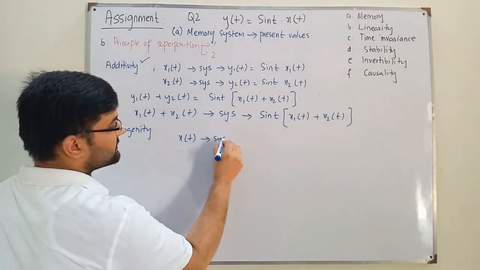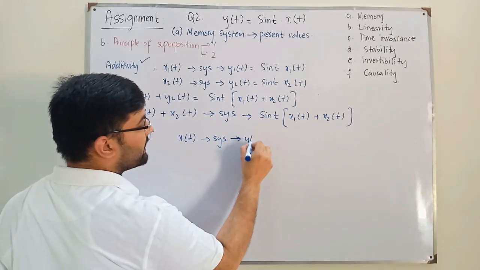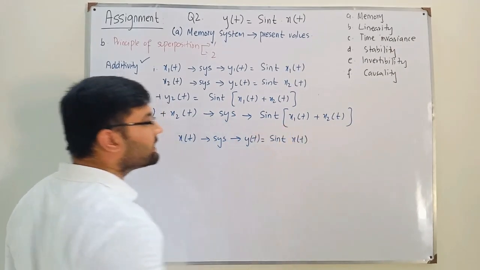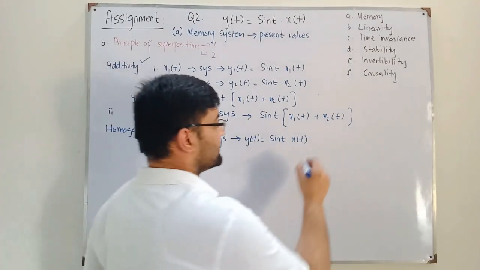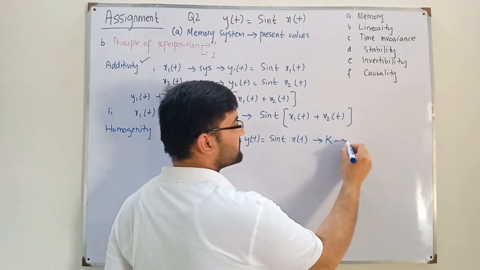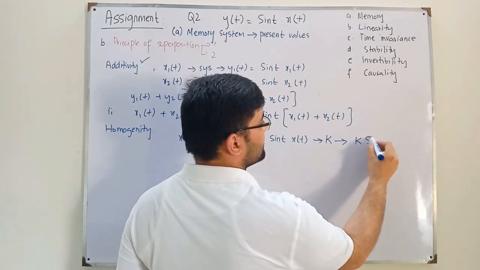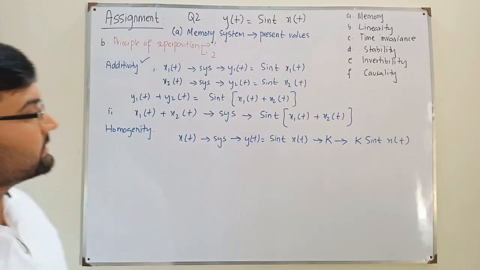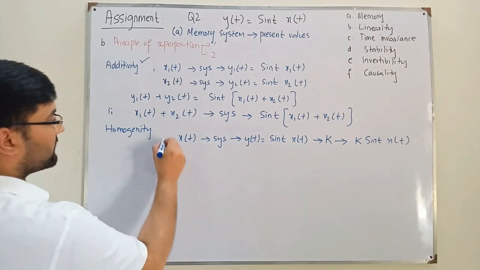You give it to the system. It gives you the output y of t, which in this case is sine of t into x of t. Fine. Now you multiply it with a constant k, to give you k times sine of t into x of t. Is that okay? This is step number one.